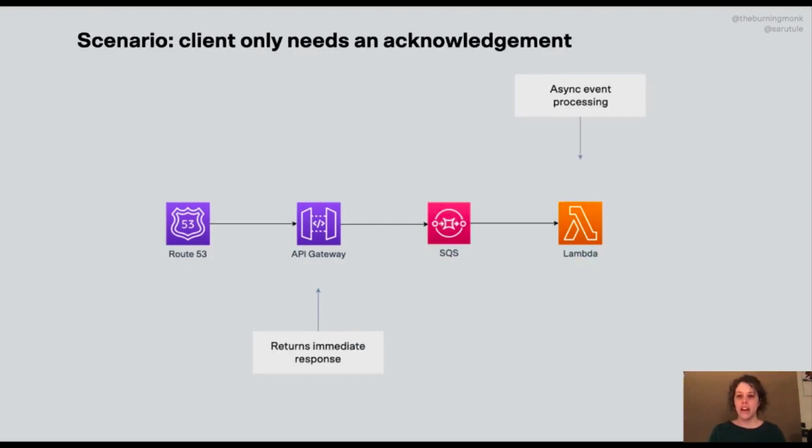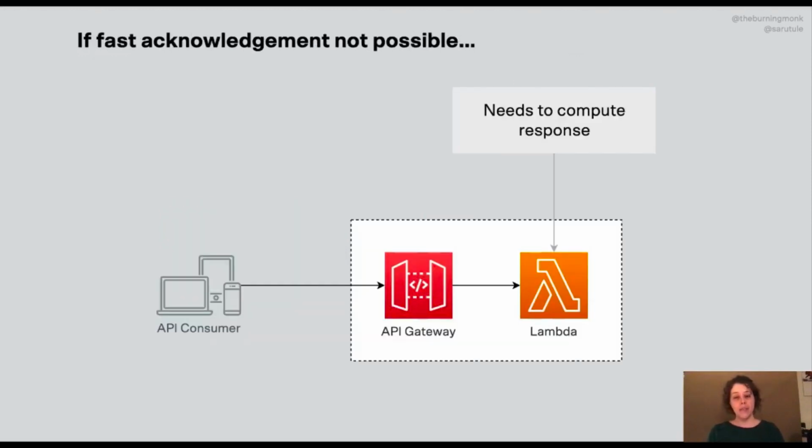So let's have a look at a scenario where the client of your REST API application only needs an acknowledgement. One way to mitigate that is to integrate SQS with API Gateway. So the moment that you have a new request coming in, API Gateway will dispatch the event to SQS, returning to the client an immediate response. That event is forwarded to the Lambda, which does some asynchronous event processing that takes maybe a longer time. However, sometimes this is not possible because maybe the client needs to have something more computed, not just an acknowledgement.